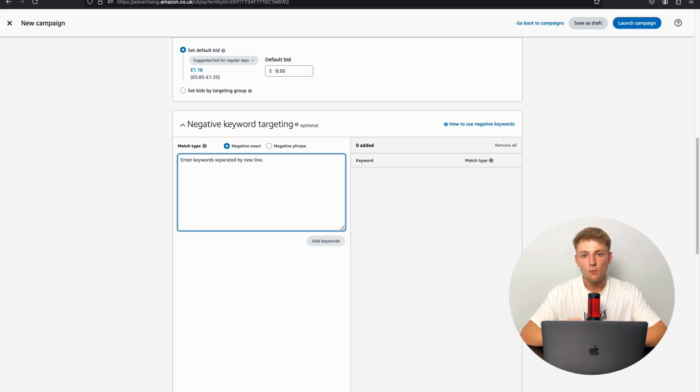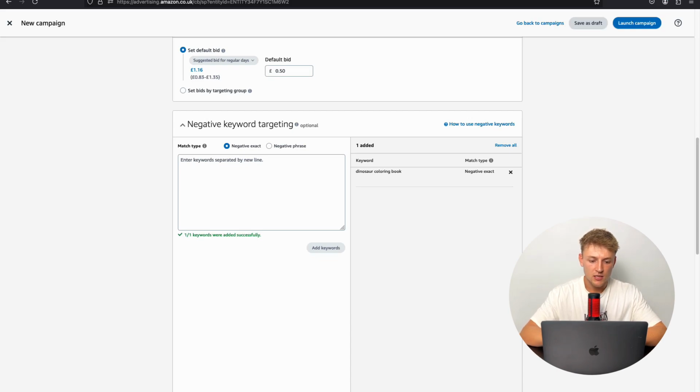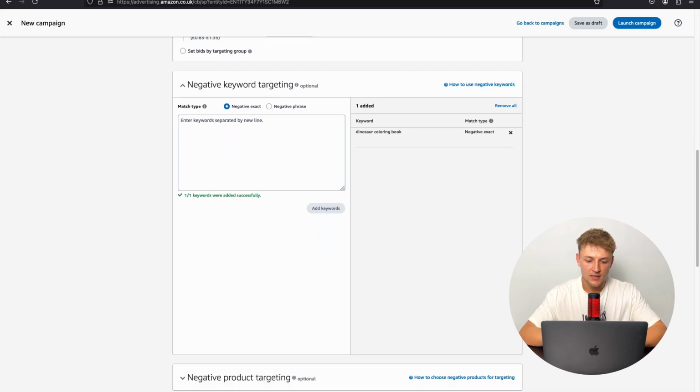But because yours is a word search book and not necessarily a coloring book, you might want to put in here "dinosaur coloring book." This basically means you're telling Amazon you don't want your book to show up when someone types in this phrase, because your book isn't a coloring book. Anyone who's looking for a dinosaur coloring book is not generally going to be interested in your dinosaur word search book. So that's what these negative keyword targets basically mean.